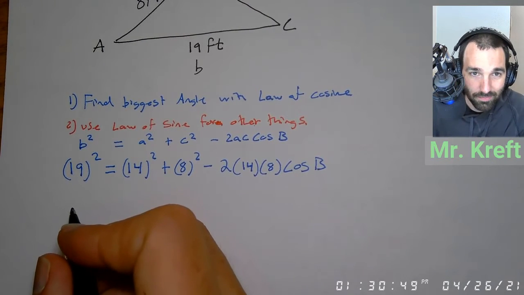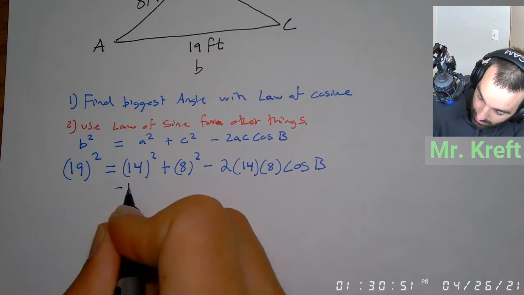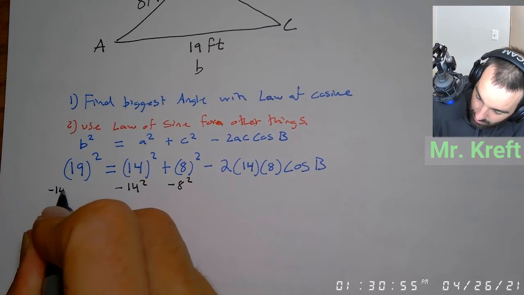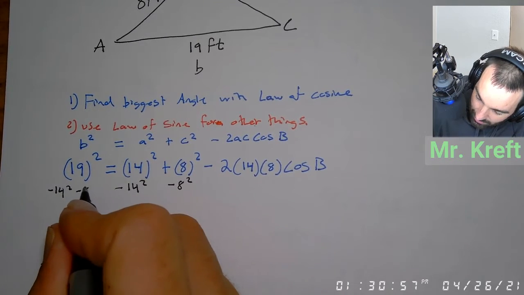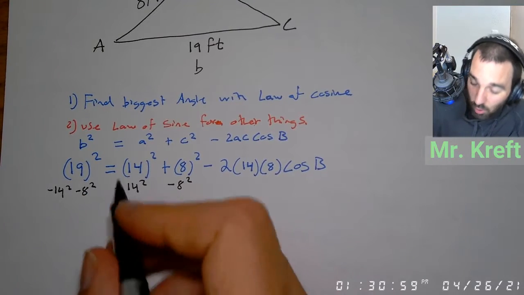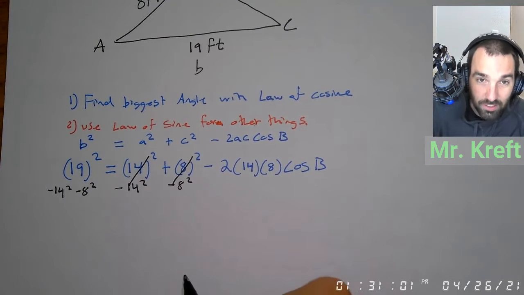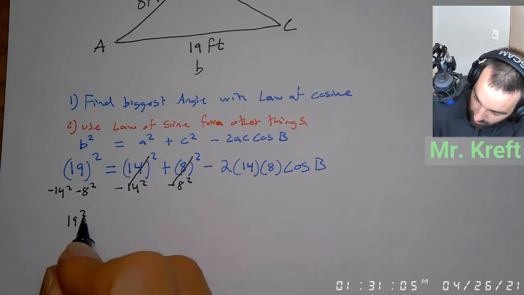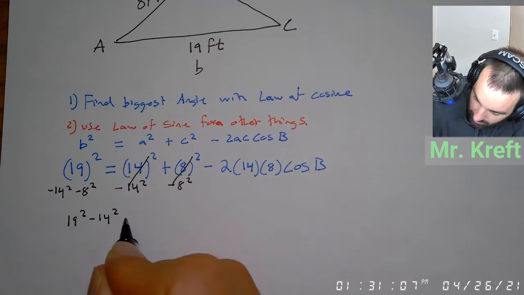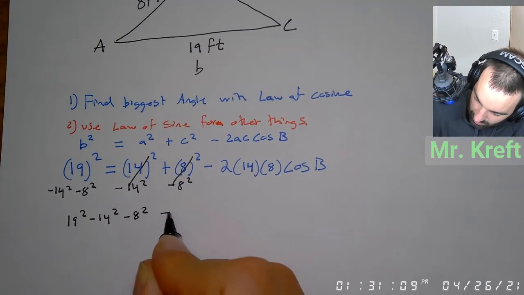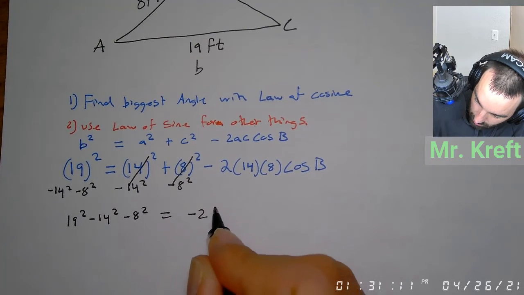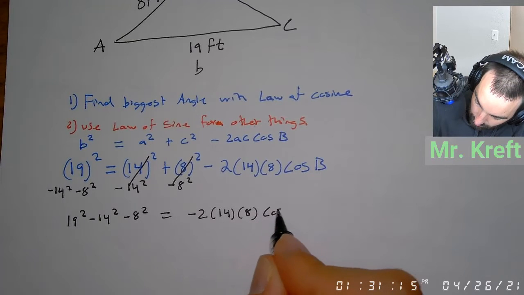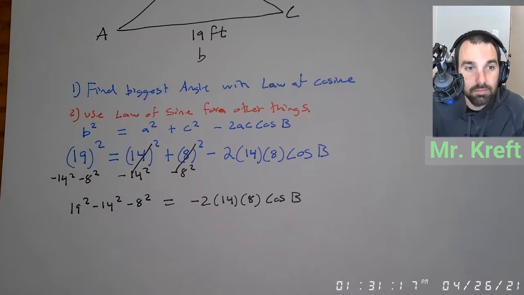So this is what I mean. Are you guys ready? I'm going to subtract 14 squared and 8 squared from both sides. Now, you might be thinking, Kraft, can't we do that in a calculator? Sure, I'm not going to, and I don't recommend that you should. Okay, so I'm going to have 19 squared minus 14 squared minus 8 squared equals negative 2 times 14 times 8 times cosine of B.